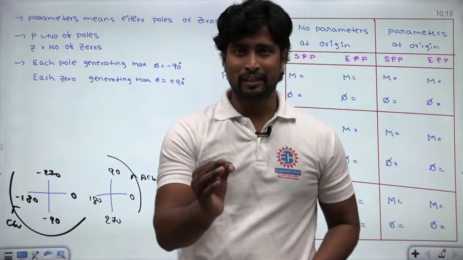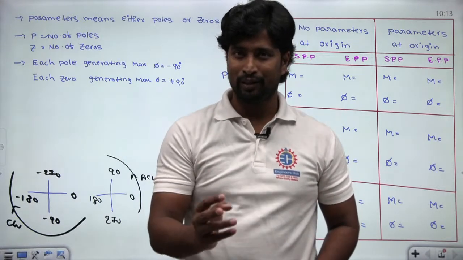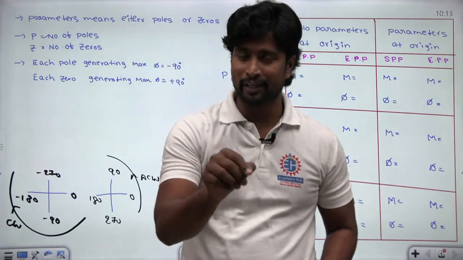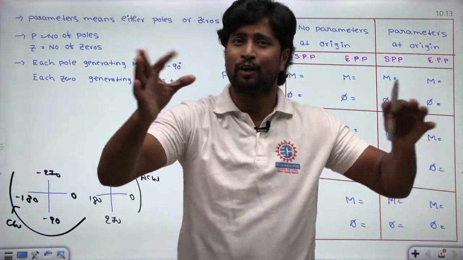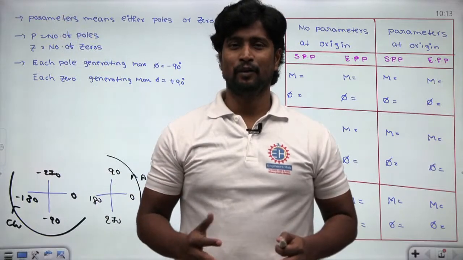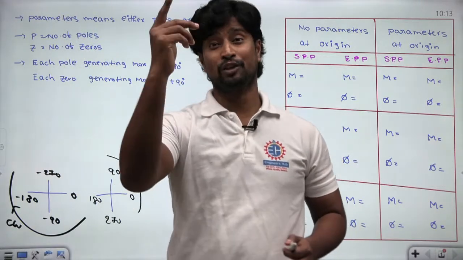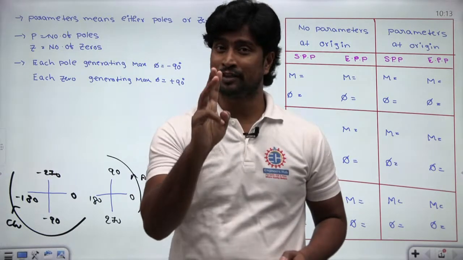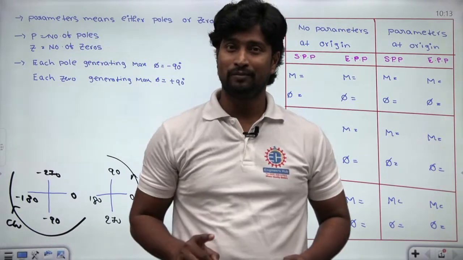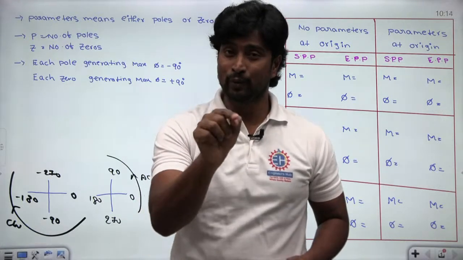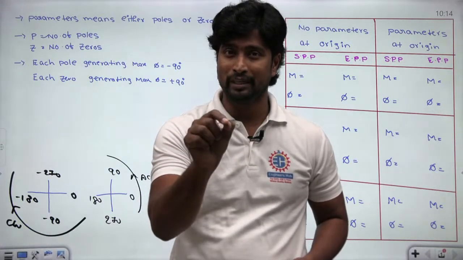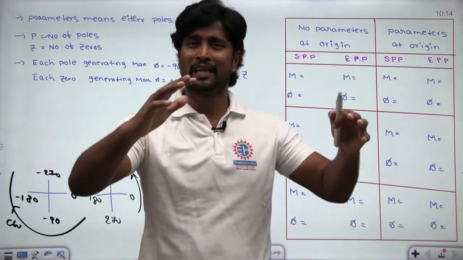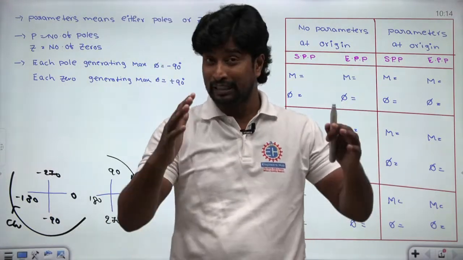For example, (s plus 1) by s into (s plus 2). Number of poles is 2, number of zeros is 1. That means poles are dominating. That resultant plot must be clockwise direction. For example, s into (s plus 2) whole square by (s plus 1). That means 3 zeros and 1 pole. Which one is dominating here? Zeros are dominating. So zeros dominating means there is no doubt the resultant plot must be anti-clockwise direction.